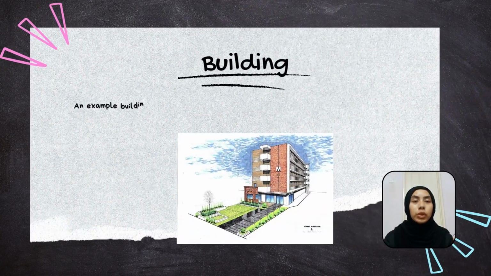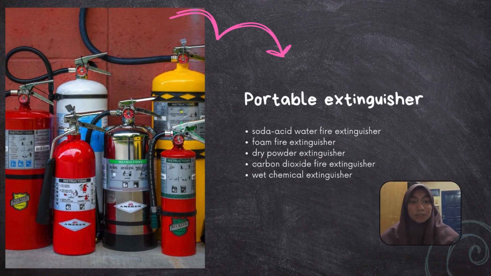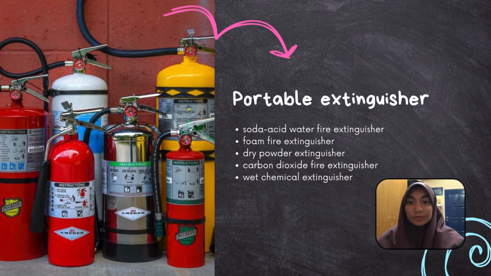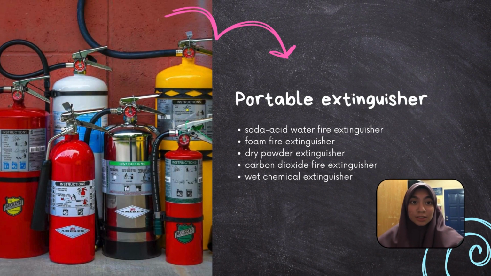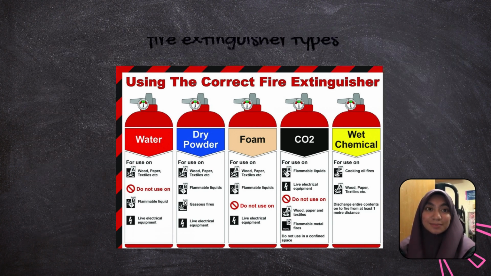For a building, we took an example building for an active firefighting system. It's a hotel that has a height below 30.5 meters. So this is the portable extinguisher. We have the soda acid water fire extinguisher, foam fire extinguisher, dry powder extinguisher, carbon dioxide fire extinguisher, and the last one is the wet chemical extinguisher. So these are 5 types of fire extinguisher. Every fire extinguisher has its own function, and this is the correct way to use the fire extinguisher.